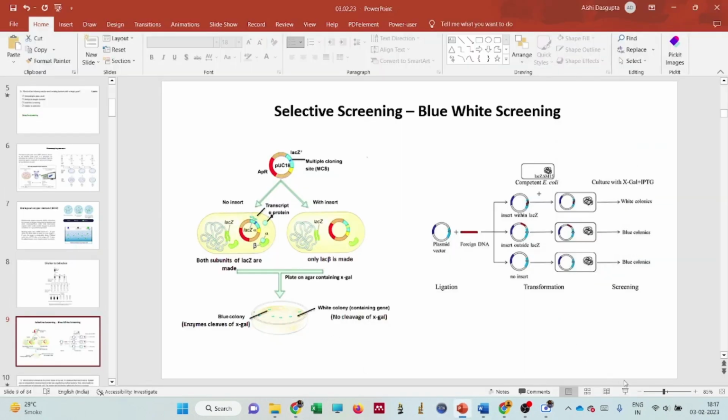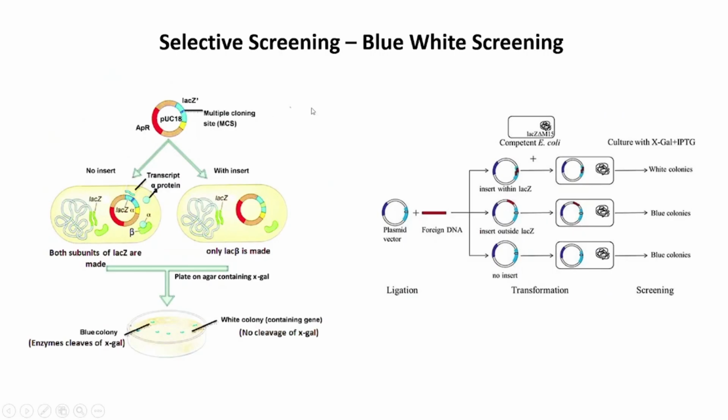into the system, then we can do this blue-white screening. So this might look complicated, but this is actually very easy if you're able to understand it. This is the plasmid of interest that we are talking about. This is AmpR, the antibiotic resistance gene, and this is lacZ, and this is a multiple cloning site. The multiple cloning site, MCS, is basically a site in the plasmid that has restriction enzyme sites.